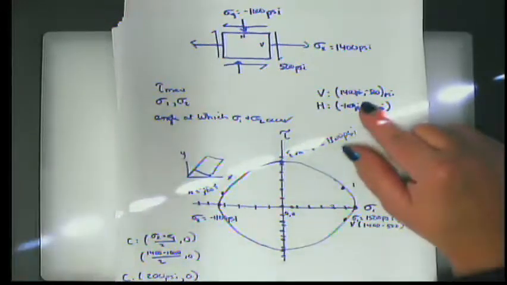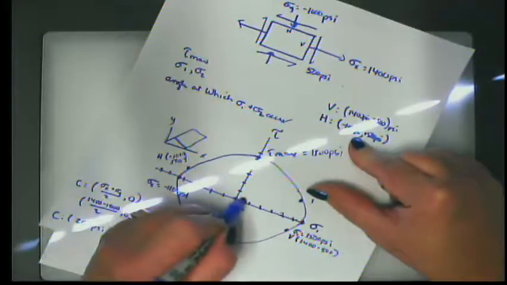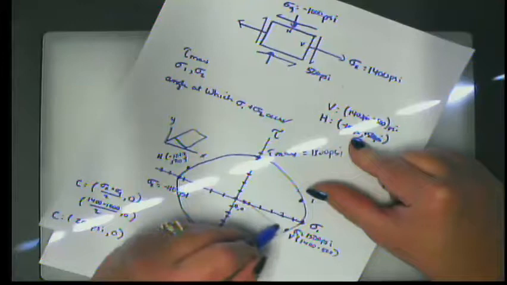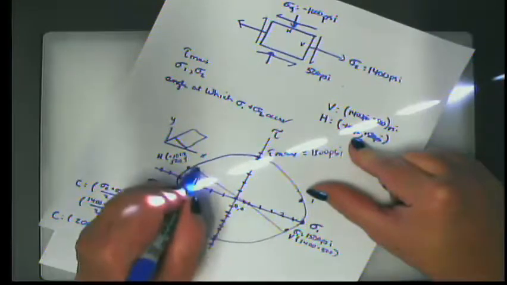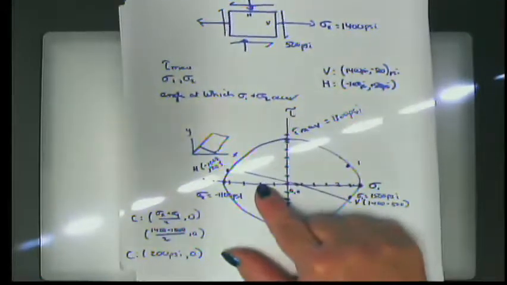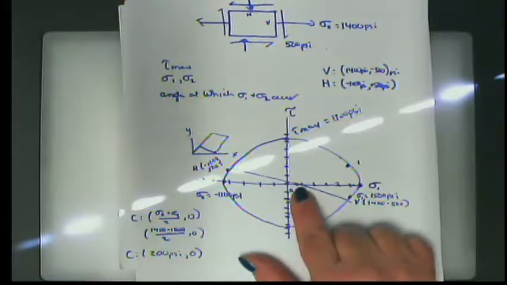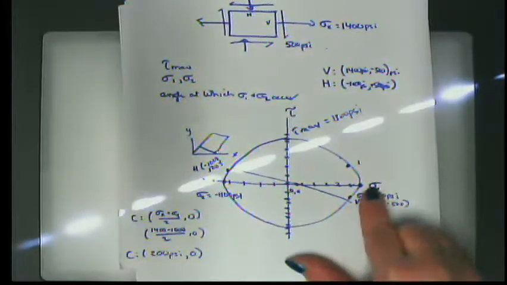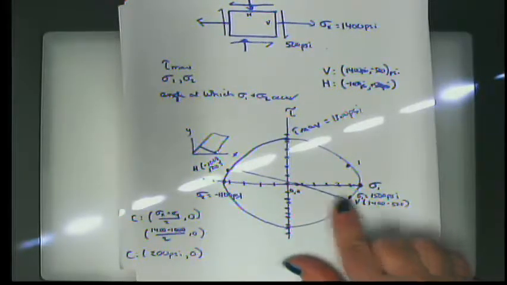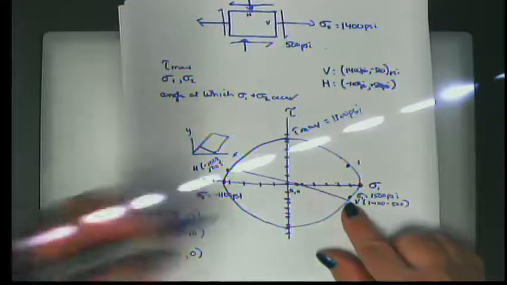Okay, now horizontal and vertical are 90 degrees apart. That means on the circle they're 180 degrees apart, and they go through the center of the circle. So the error in that drawing is due to my skill at drawing a circle, but the numbers are still correct. So then the question becomes, do we want to do a rotation from the principal stress to the vertical face, or the principal stress to the horizontal face? And I would say vertical because it's much closer.